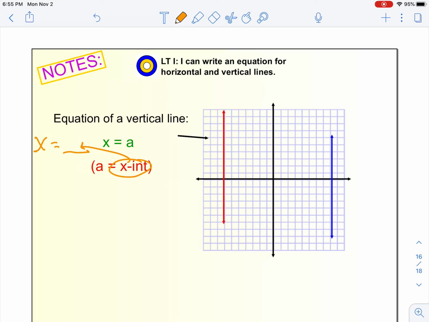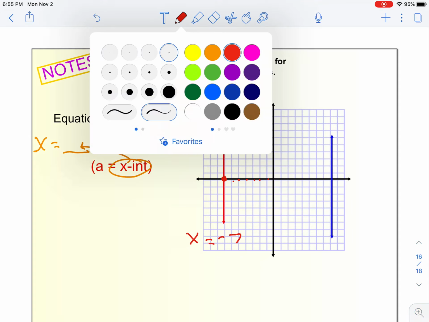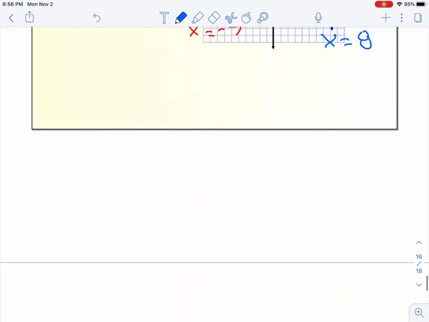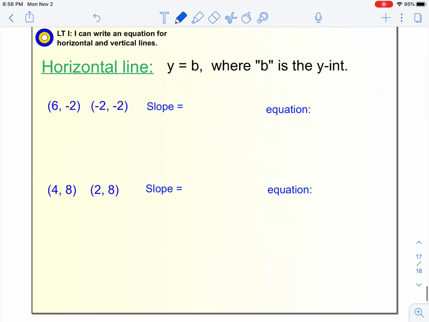And what goes in there is your x-intercept. And so you could say x equals a, but what is a? A stands for your x-intercept. So what is the equation of the red line? It's crossing the x-axis here. What number is that? 1, 2, 3, 4, 5, 6, 7. So that is the equation again, x equals -7. What is the equation of the blue line? Well, it's crossing the x-axis right here. 1, 2, 3, 4, 5, 6, 7, 8. This is x equals 8.